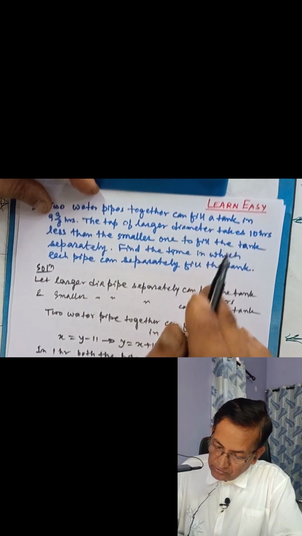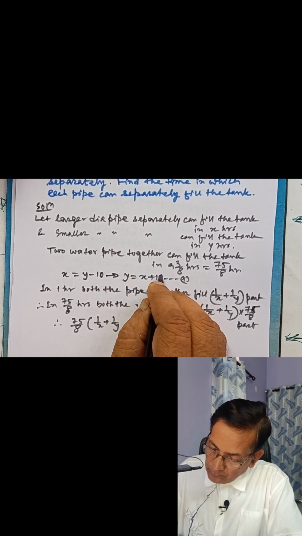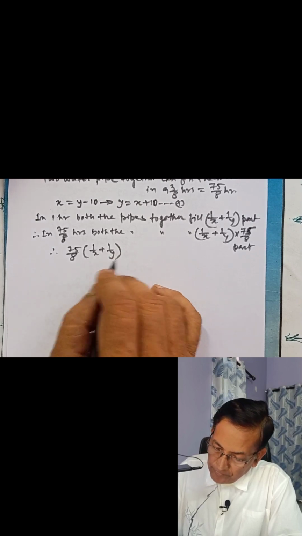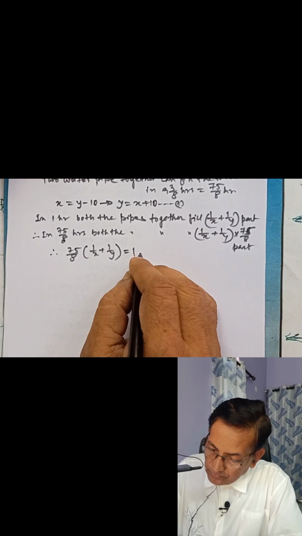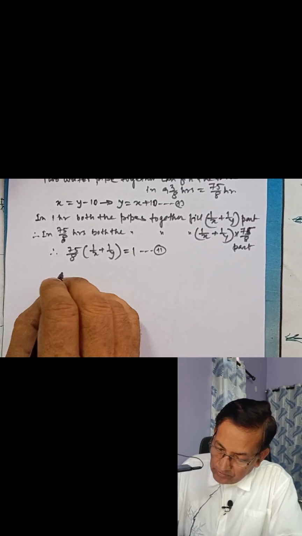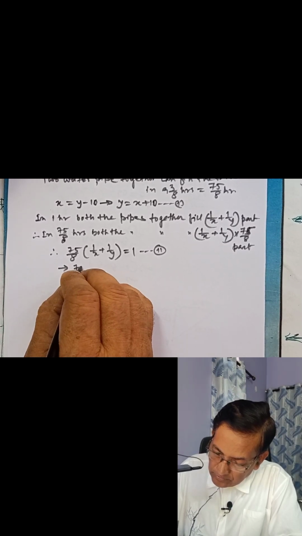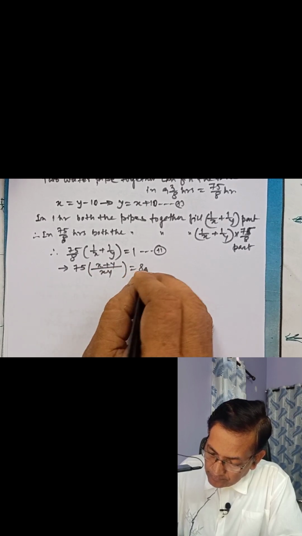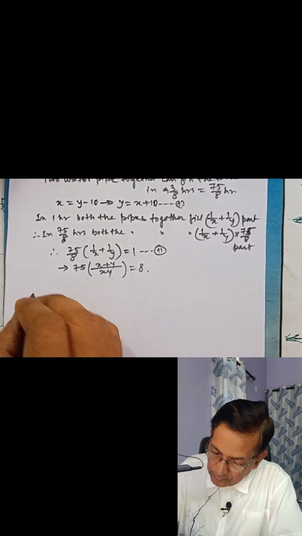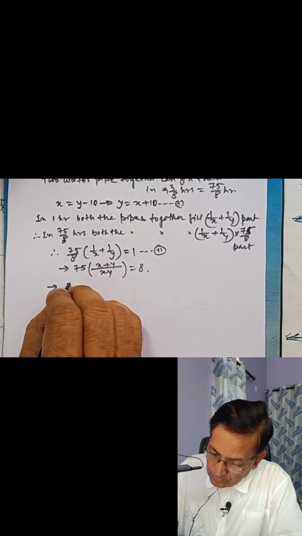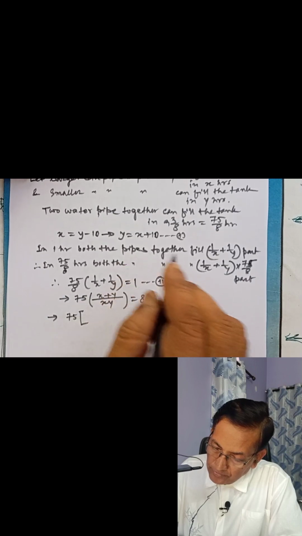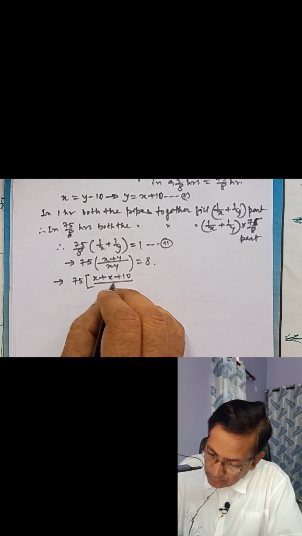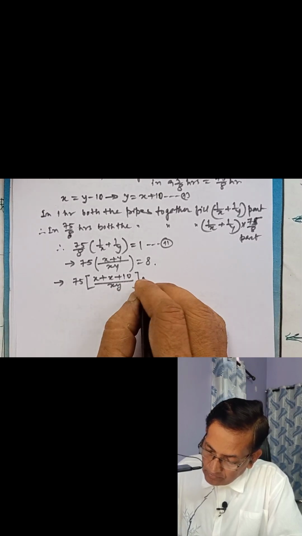Here the tap of larger diameter takes 10 hours less, so y is equal to x plus 10. This is equation number 2. So 75 (x plus y) is equal to 8xy. Putting y is equal to x plus 10, we get 75 (x plus x plus 10) divided by xy is equal to 8.